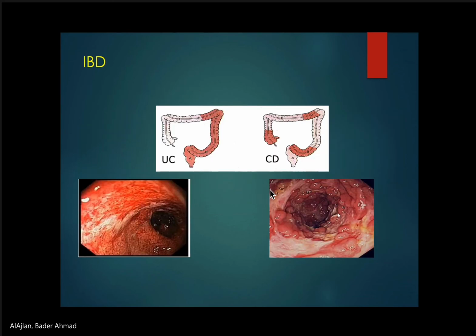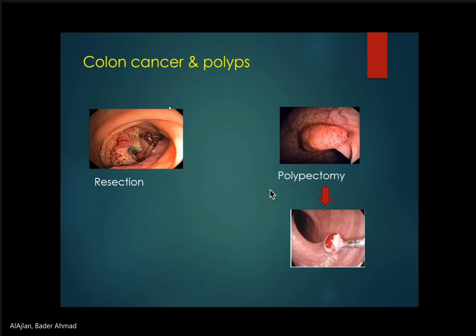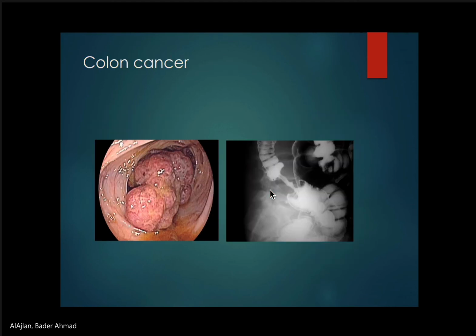IBD, you can see here, this is the cobblestoning picture, and this is diffuse inflammation going with the UC, and this is with the Crohn's. This is colon cancer or polyps. You can see the polyps here. They remove it and they clip it, and this is after the polyp was removed, and this is after resection. This is upper GI, as you know, and this is a common thing you guys know about. This is how it looks in the colonoscopy. So you see this mass fungating or protruding into the lumen.